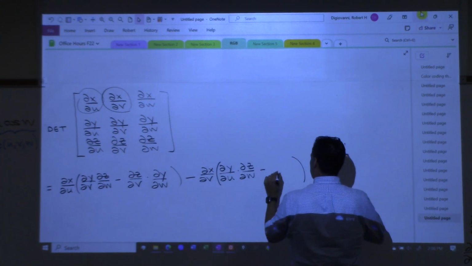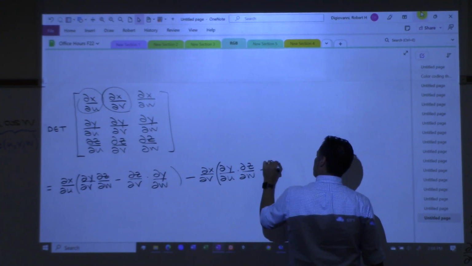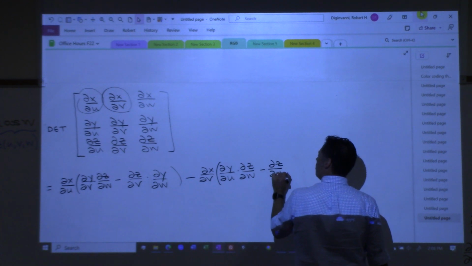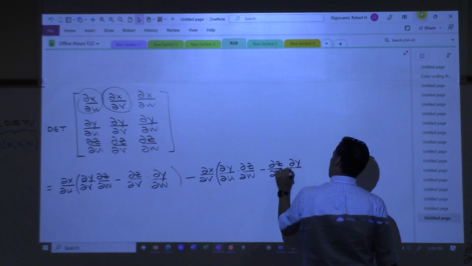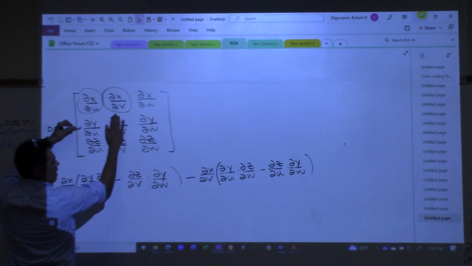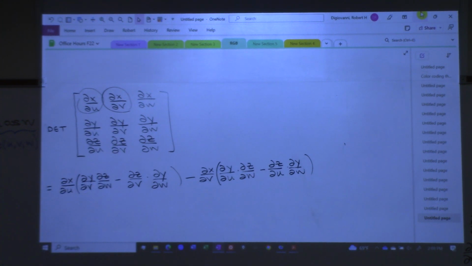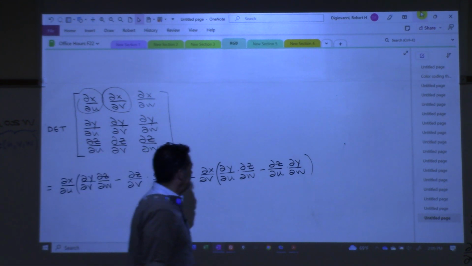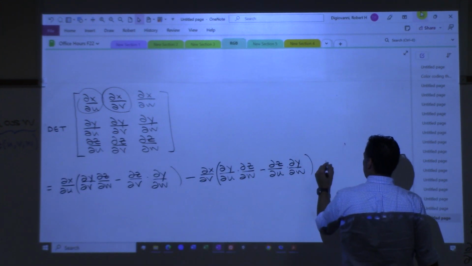Or you can do it the other way around, doesn't matter. Partial z with respect to u, partial y with respect to w. Again, I'm going to check. Y with respect to u, z with respect to w, z with respect to u, y with respect to w. One more. And I think I'm still out of room here.